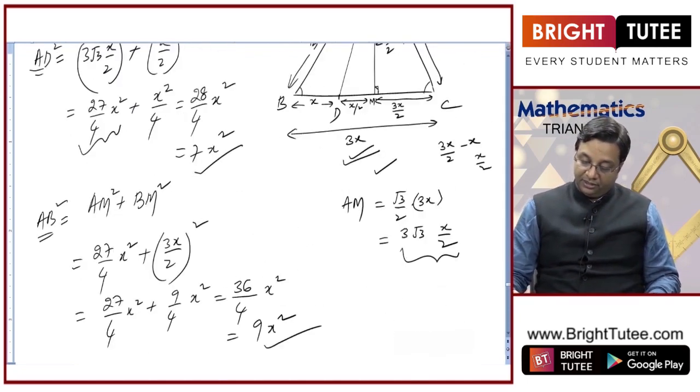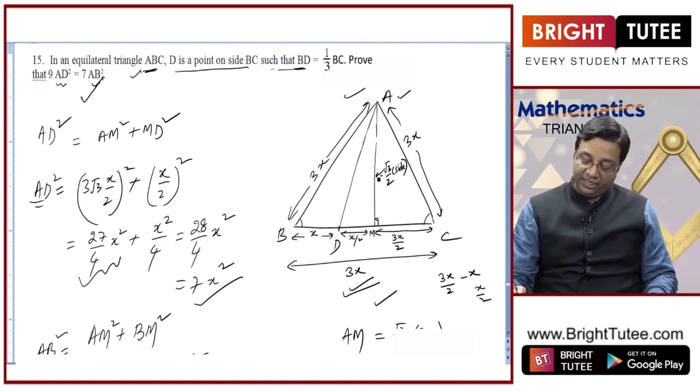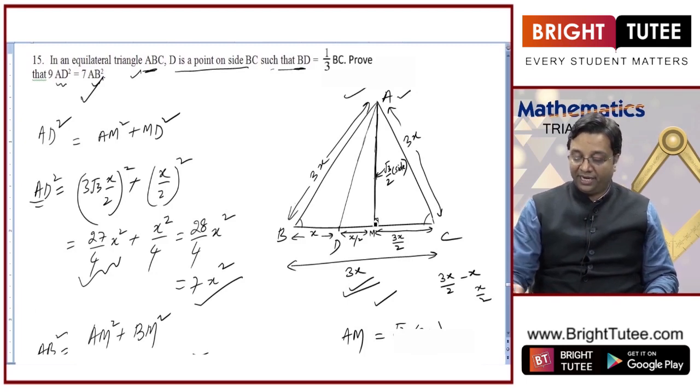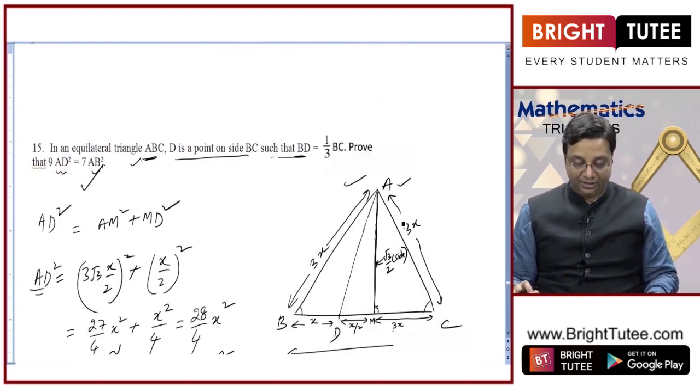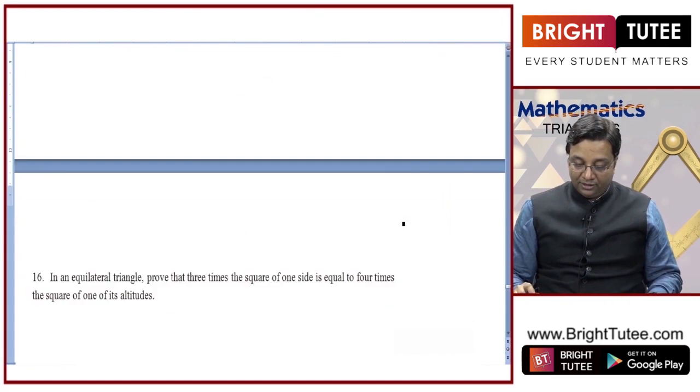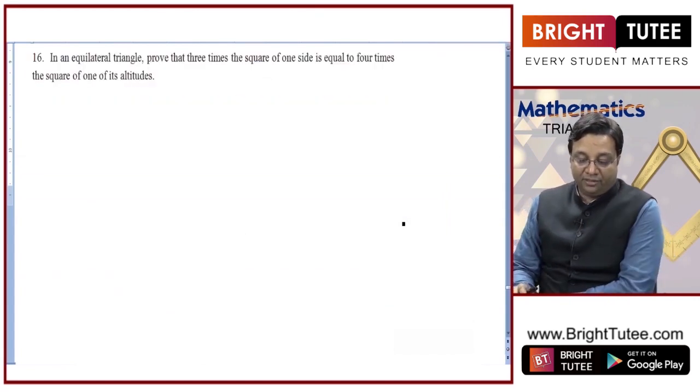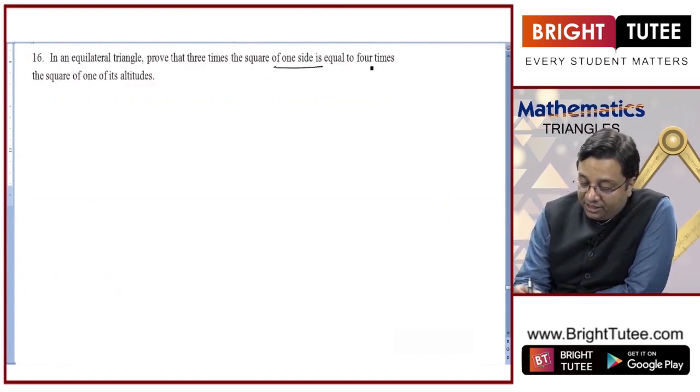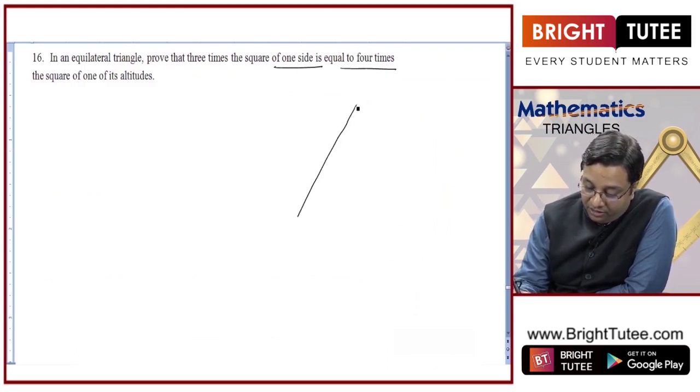Okay. So I used that property, and also I used that if you drop a perpendicular in an equilateral triangle, it bisects the side. Okay. All right. In an equilateral triangle, prove that 3 times the square of one side is equal to 4 times the square of one of its altitudes.